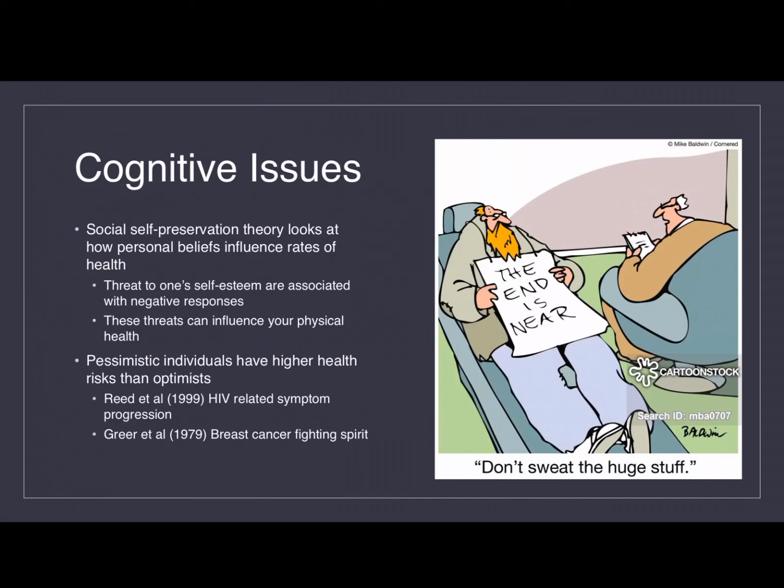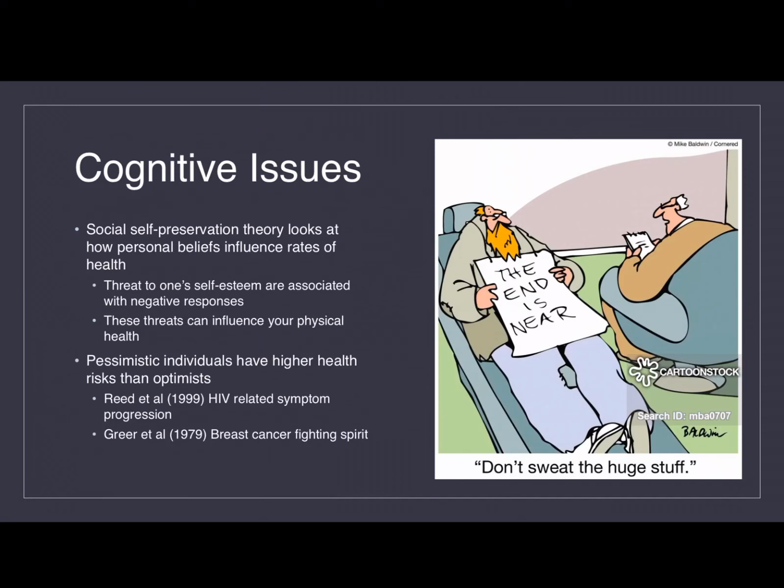Right, so it is that self-preservation. These diseases are threats to your self-esteem. They are threats to your quality of life. But those that are pessimistic about that outcome versus optimistic that this isn't going to define who they are, they actually had a faster, easier ability of overcoming this.